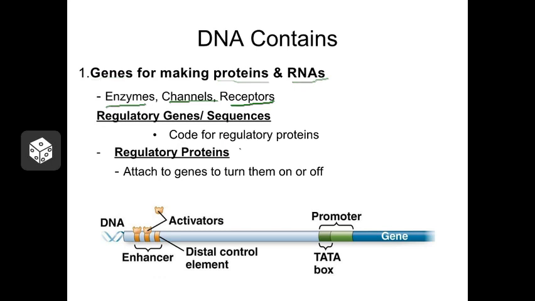There's one other category of proteins we haven't discussed yet. These are called regulatory proteins. Regulatory proteins are kind of interesting. These proteins will bind to the DNA and they turn the transcription of other genes on and off. Now, there are genes built into the DNA for these proteins, and the genes that make regulatory proteins are called regulatory genes or sequences.